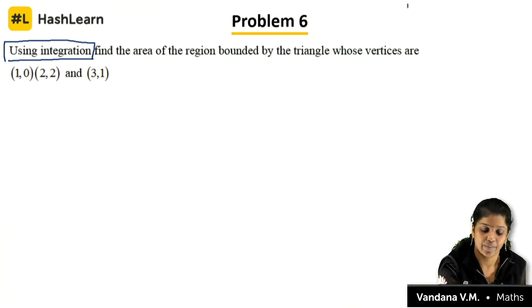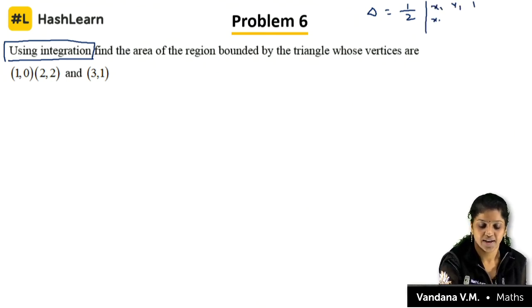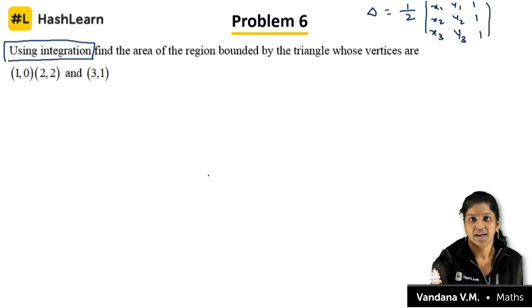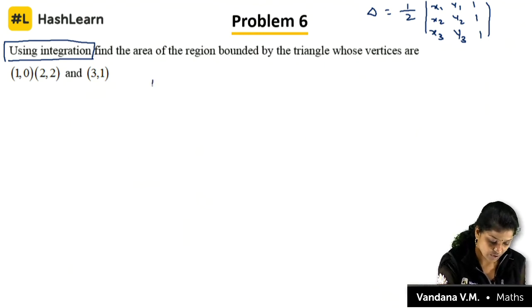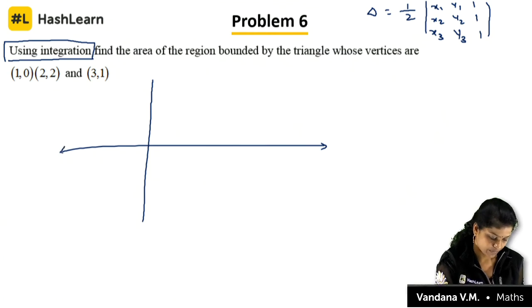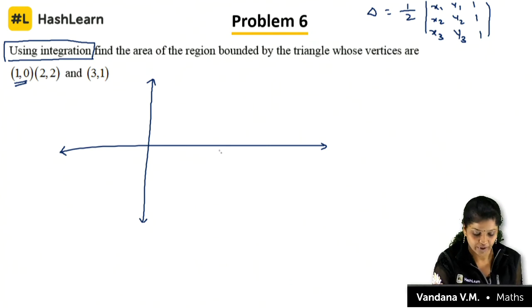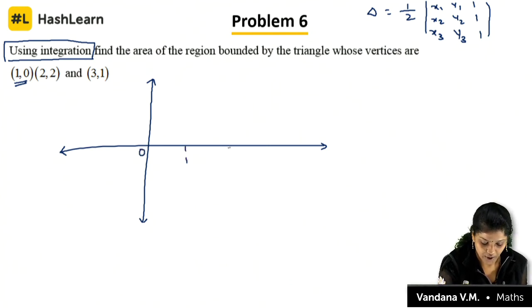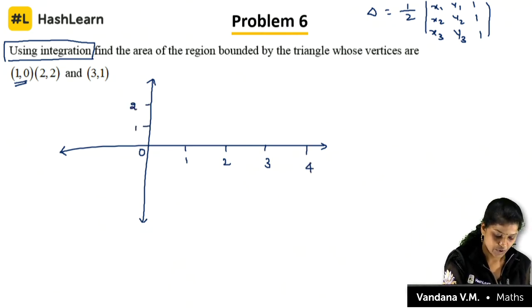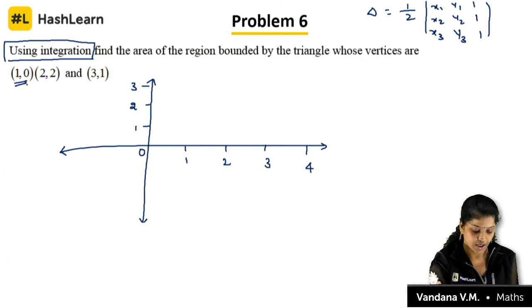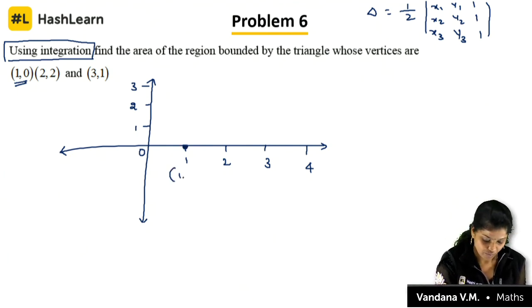Half of the determinant of x1, y1, 1; x2, y2, 1; x3, y3, 1. So like this also we can find out, but here they said using the integration. So, how to plot the values? Clearly I can make out 1 comma 0 means it should be on the x-axis: 0, 1, 2, 3, 4. So 1 comma 0 is this point.